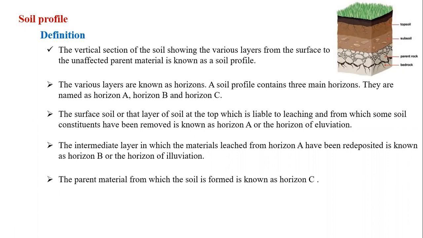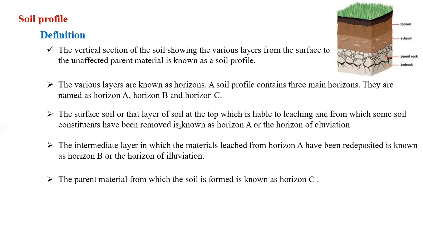That means a soil profile is a vertical section of our land surface. It's a vertical section of soil, showing the various layers from the surface to the unaffected parent material, known as soil profile. In the soil profile, we can see different layers. Layers, in soil science terminology, we call horizons. So we have A horizon, B horizon, and C horizon. These are the master horizons which are present.